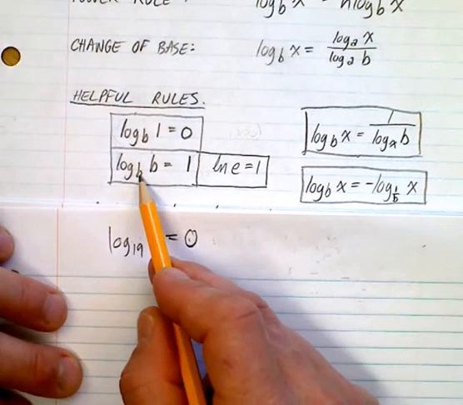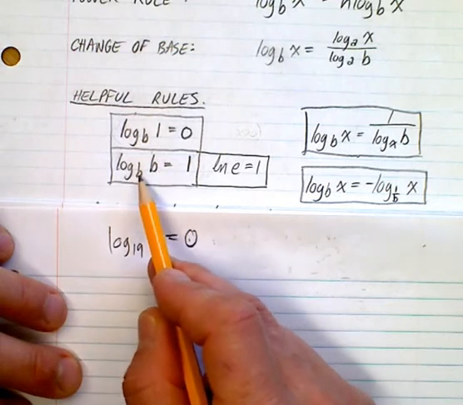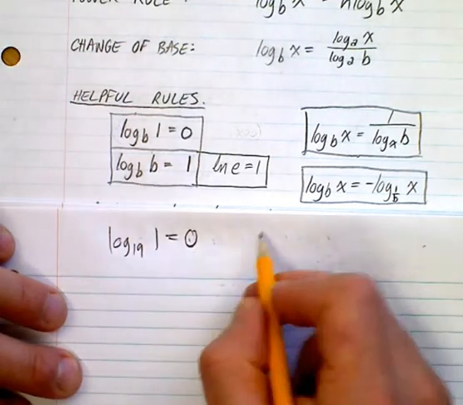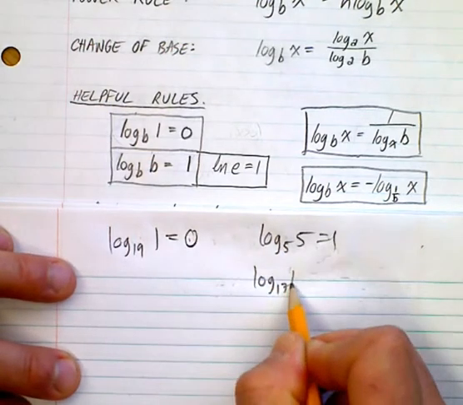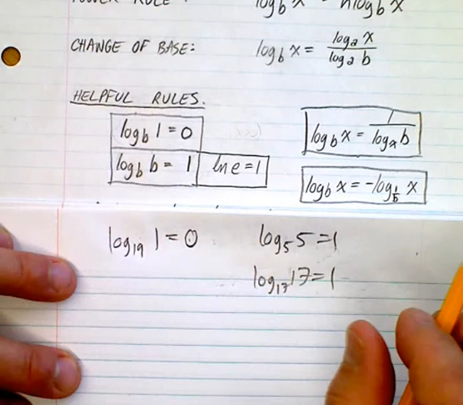b to the power of 1 is b. So in this case, this is what we saw in those previous examples. If you have log base 5 of 5, that's 1. If you have log base 17 of 17, that's 1. That's the beauty. It makes it a lot easier to solve.